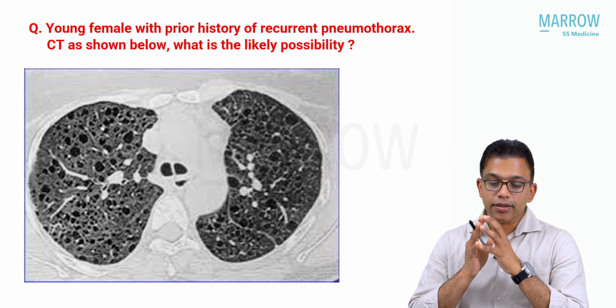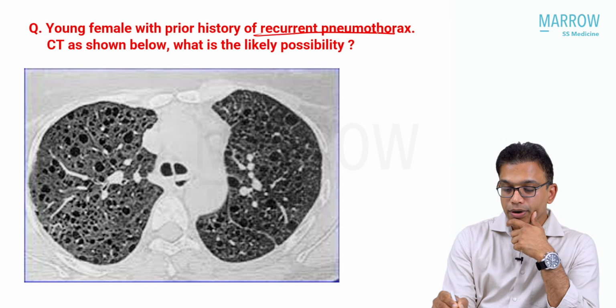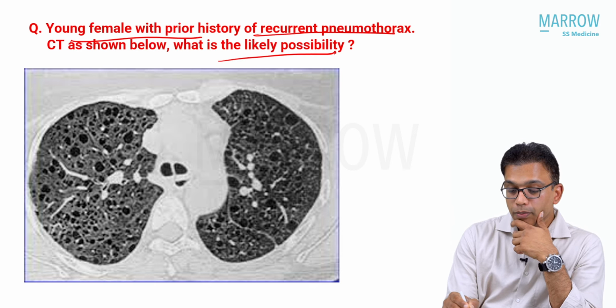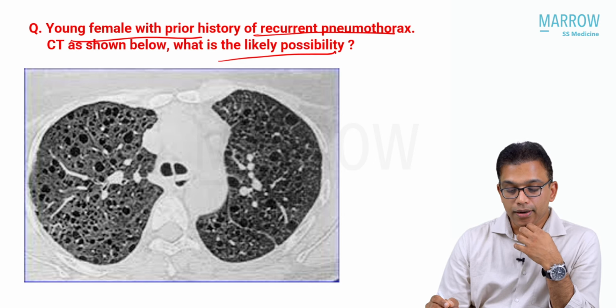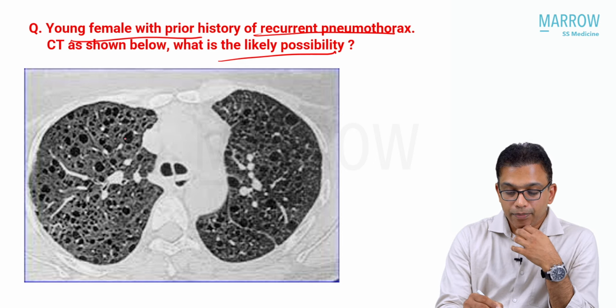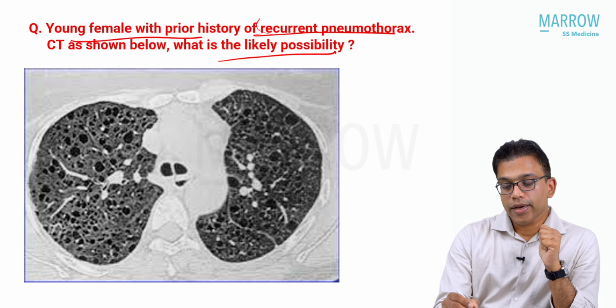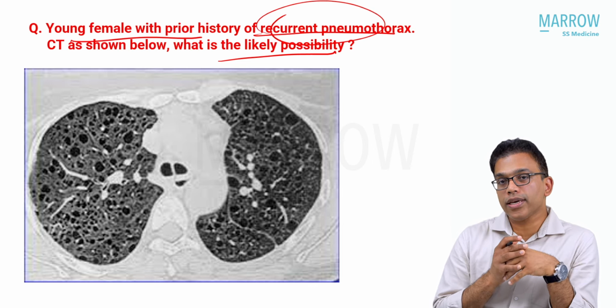Young female, we have discussed this in the module extensively. Young female with a prior history of recurrent pneumothorax, that itself will give you some clue. And CT is shown below. What is the likely possibility? Again, the picture I have added. So what do you see in the CT? Two things you got. One is it's a young age in the reproductive age group. She has got recurrent pneumothorax also. What might be the reason for pneumothorax? That is what you see in the CT.